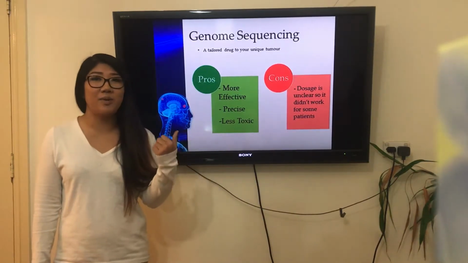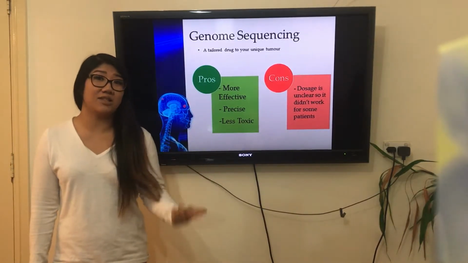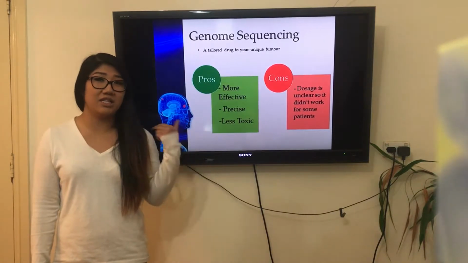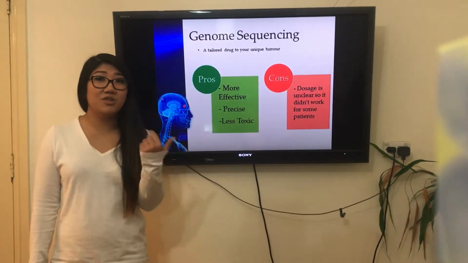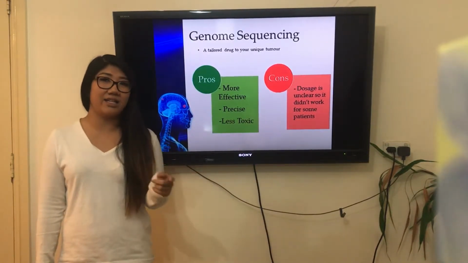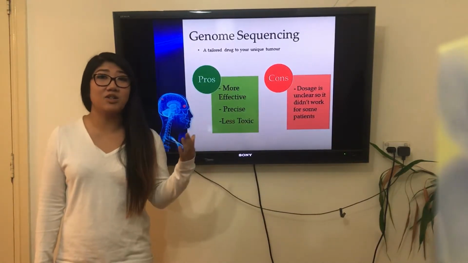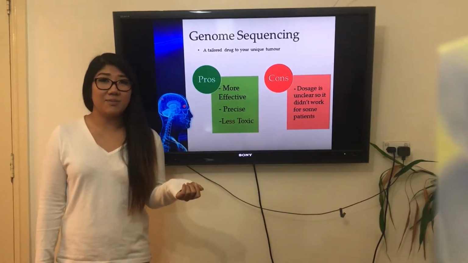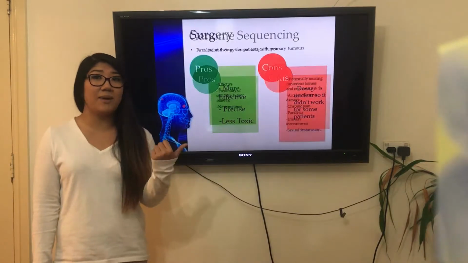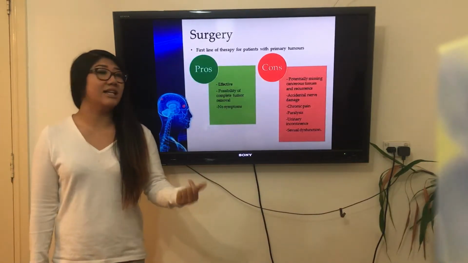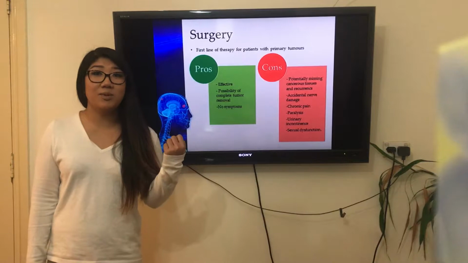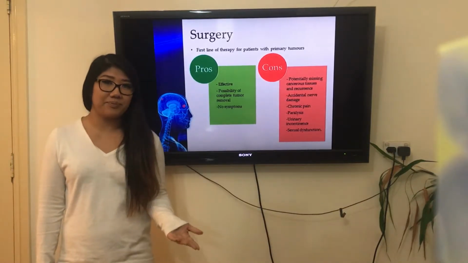There is also a new way though, a more effective and less toxic kind of treatment undergoing research called genome sequencing, which uses drugs that are precisely targeted at the underlying DNA mutations that are causing a tumor to grow. Although it does sound promising, research shows that the dosage amount remains unclear for different patients. In some cases though, the drug would be effective and in others it did not.